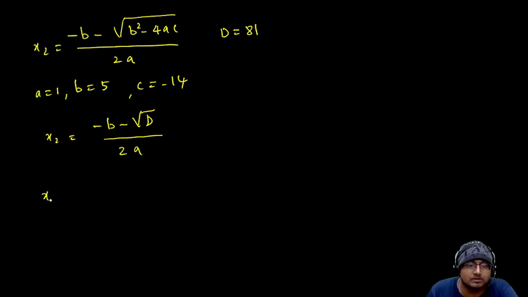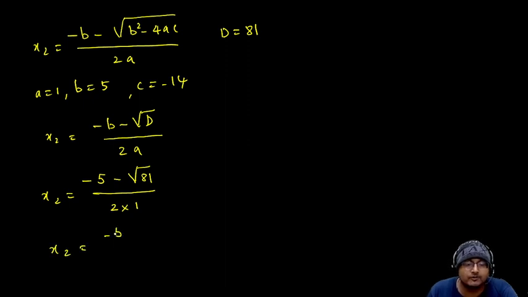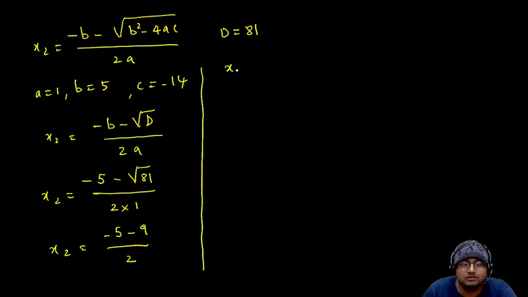If we substitute the values, x2 will become minus b, which is minus 5, minus under root of d, d is 81, divided by 2a, which is 2 into 1. So x2 will become minus 5 minus root 81, which is 9, divided by 2. So x2 can be written as minus of 5 plus 9, divided by 2, which is minus 14 divided by 2.